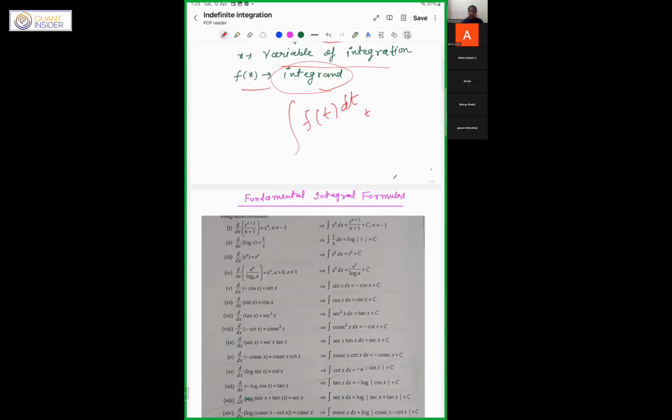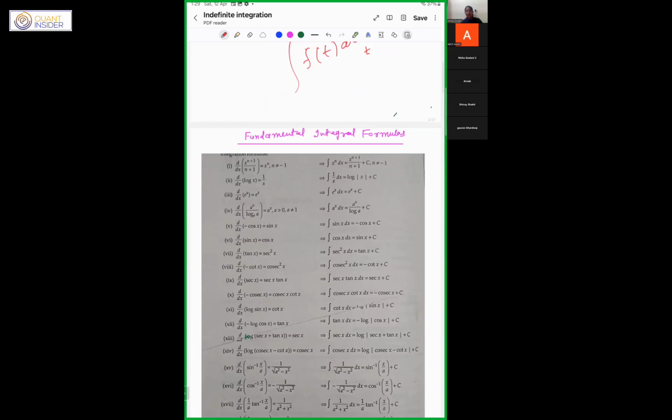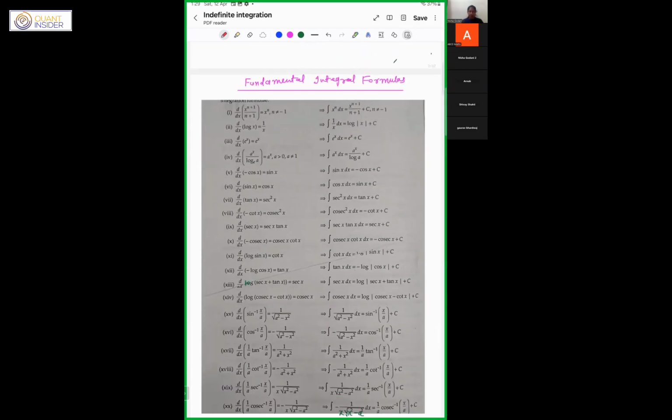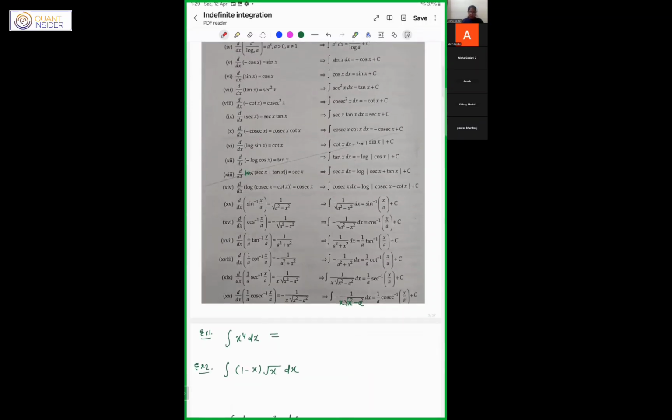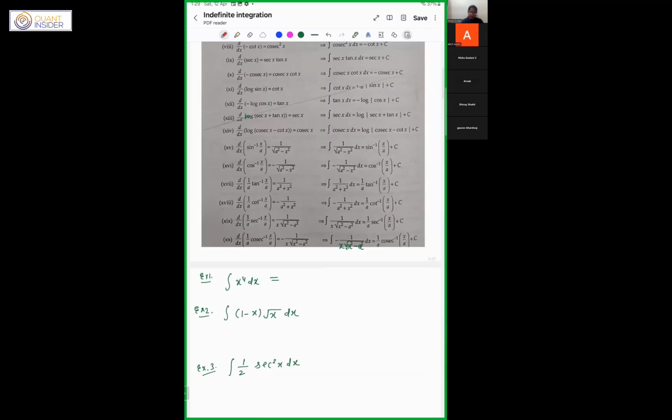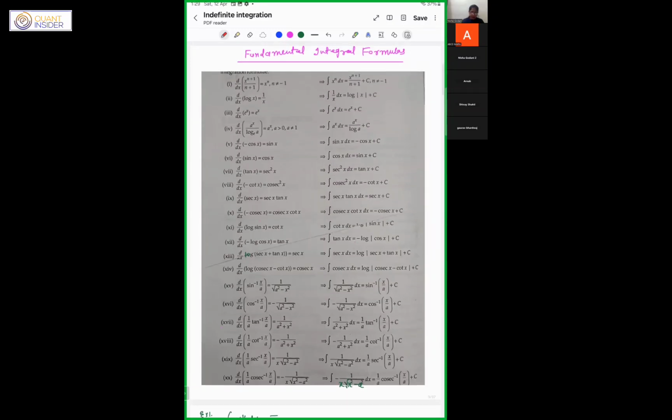Now these are some fundamental integral formulas, and the list is also shared by Parth of formulas for you. So you have to memorize all those formulas. I have also mentioned so many more formulas in this PDF, so I'll share that with you also. So you must remember all these. Now you can see these are basic things.